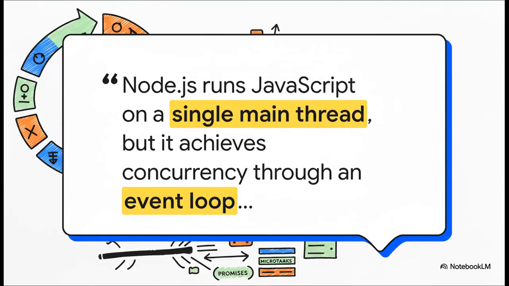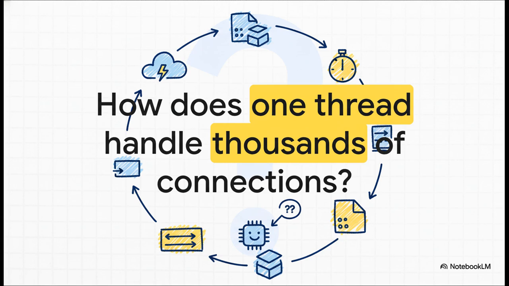Right, so here's the big idea. All of your JavaScript, every single line, runs on one main thread. Now, in the old days of web servers, a new connection often meant a whole new thread. You can imagine how that got heavy and expensive really fast. But Node's single thread has a secret weapon that lets it handle a ton of stuff at once without breaking a sweat. And that is the million-dollar question, isn't it?